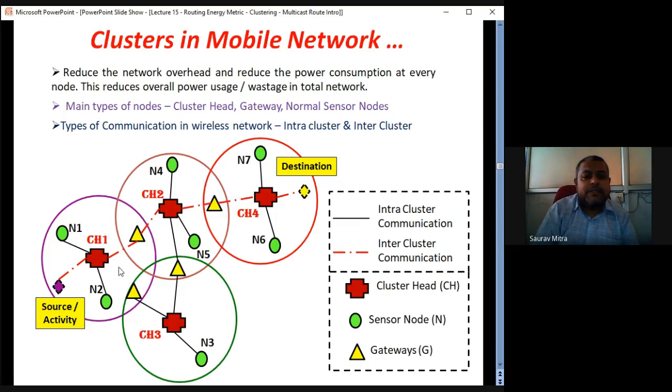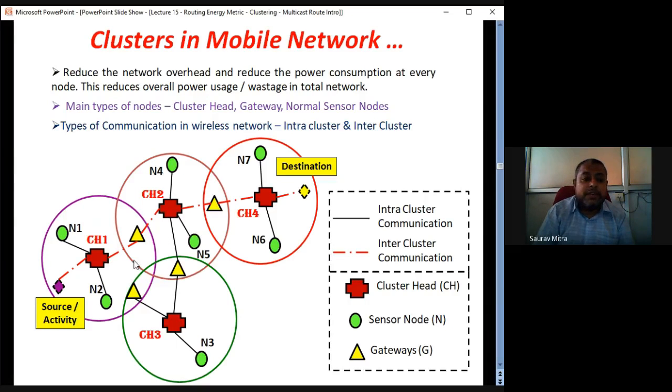Here I have shown 4 clusters. You can check at the center there are CH, that is the cluster head. The green nodes are the simplest kind of sensor nodes, and the yellow ones are gateways. The gateway is at a common position for cluster 1 and cluster 2. This pink one is cluster 1, this is cluster 2. Between cluster 1 and cluster 2, at a common position, this gateway is there. Through the gateway node, we are keeping contact or sending data from one cluster to the other cluster.